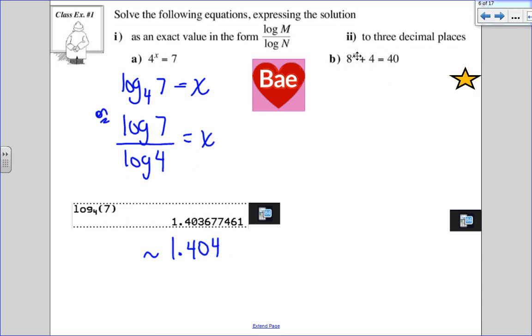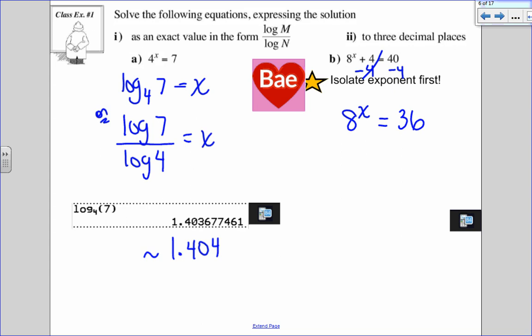Okay, let's try the next one. I have 8 exponent x plus 4 equals 40. Now this looks different than this because the power is not isolated. So we need to isolate our power first. So I'm going to subtract 4 from both sides. So I have 8 exponent x equals 36. Now 8 is not a power of 36, so I can't use common base.